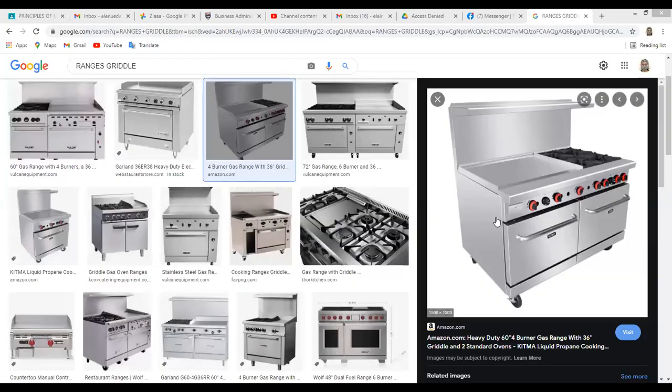So here we have a picture of a range. So makikita nyo may oven na siya beneath. And then this is the griddle, yung sinasabi ko sa inyo. And then ito yung mga burners. So this is a type of a heavy duty burner gas range with griddle and two standard ovens.